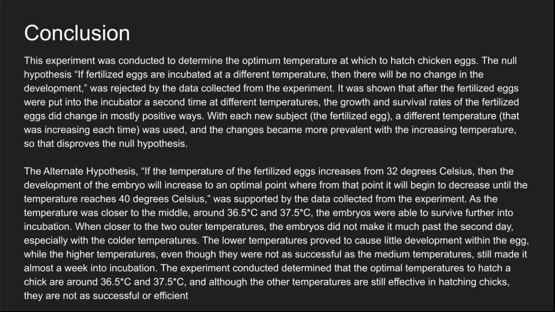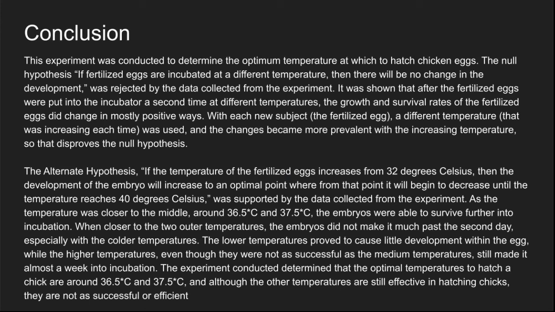The alternate hypothesis, if the temperature of the fertilized eggs increases from 32 degrees Celsius, then the development of the embryo will increase to an optimal point where from that point it will begin to decrease until the temperature reaches 40 degrees Celsius, was supported by the data collected from the experiment. As the temperature was closer to the middle, around 36.5 degrees Celsius and 37.5 degrees Celsius, the embryos were able to survive further into incubation.